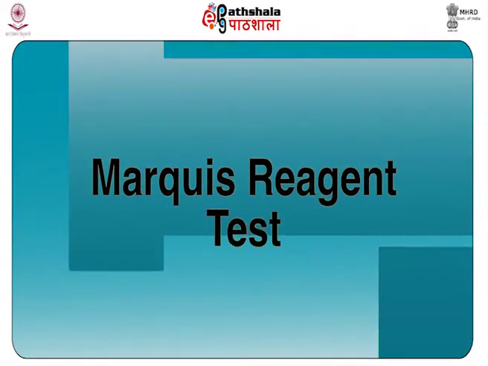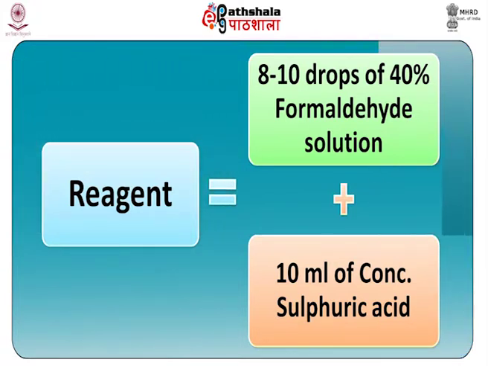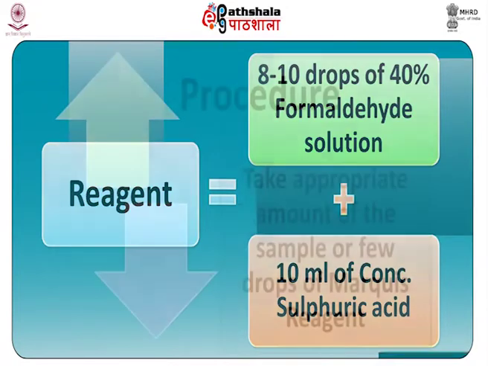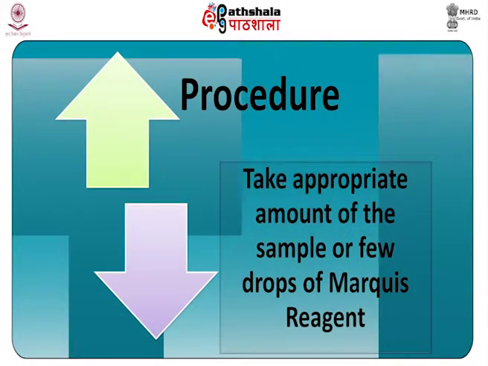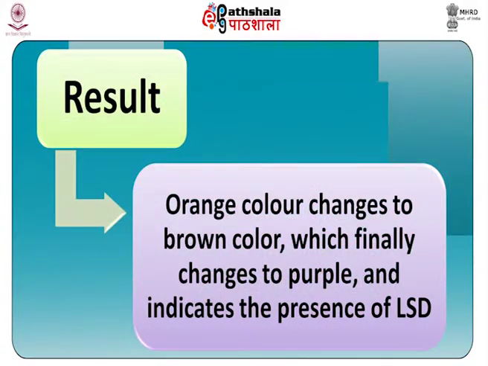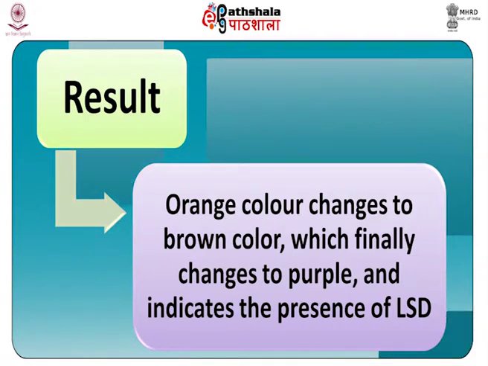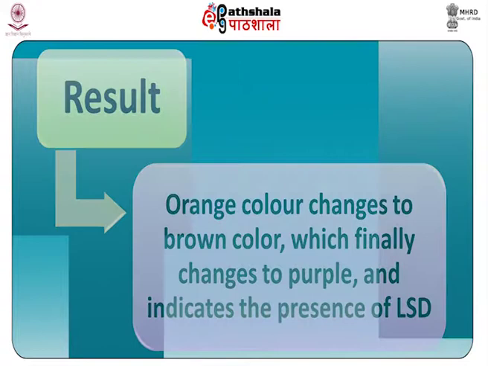Next is the Marquis reagent test. 8 to 10 drops of 40% formaldehyde solution is added to 10 ml of concentrated sulfuric acid. Procedure: take an appropriate amount of the sample and add a few drops of Marquis reagent. Orange color changes to brown color, which finally changes to purple, indicates the presence of LSD.